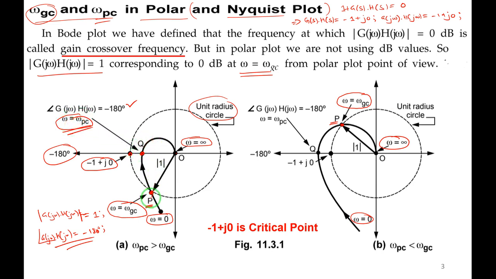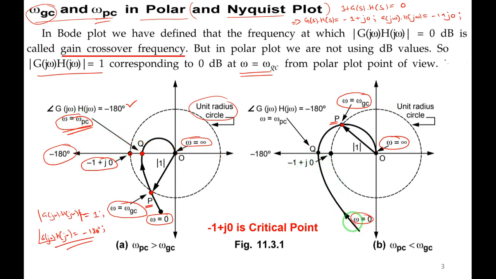Please note I will be using standard notation. P is for the gain crossover frequency intersection point. For the intersection of the polar plot with the negative real axis, I will call it Q, which gives me the phase crossover frequency. The same thing here also.